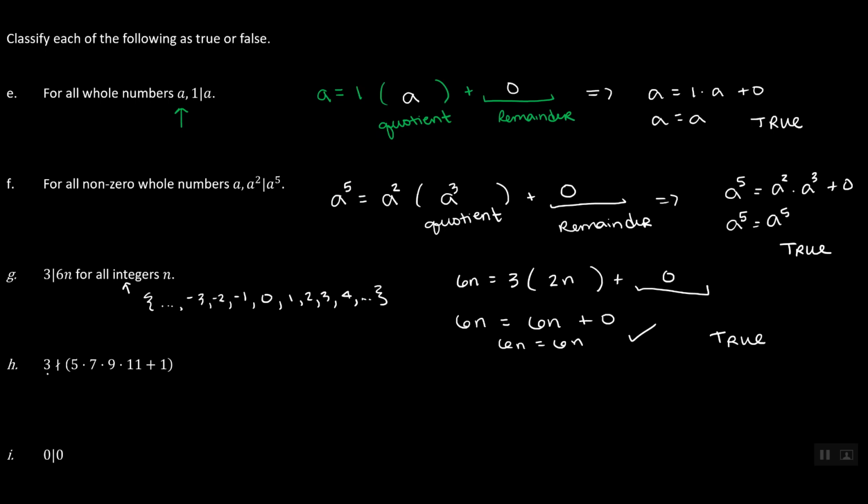Moving on to our next example. This one says 3 does not divide the product 5 times 7 plus 9, 5 times 7 times 9 times 11 plus 1. So in order to define this as a true or false statement, we're still going to write this using our division algorithm. So our dividend is the product 5 times 7 times 9 times 11 plus 1. And we want to write that as 3 times some quotient plus a remainder.